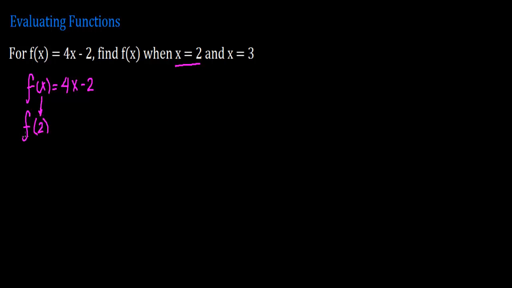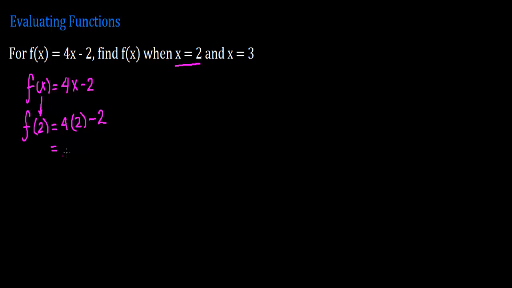And remember, this is a label. This is not something we're going to evaluate. We're just labeling it, saying that, look, what I'm going to evaluate now is this function for an x value of 2. And that equals 4 times x. But x is 2. So I'm going to write 2, and then minus that 2. That's after the minus. And now we evaluate it.